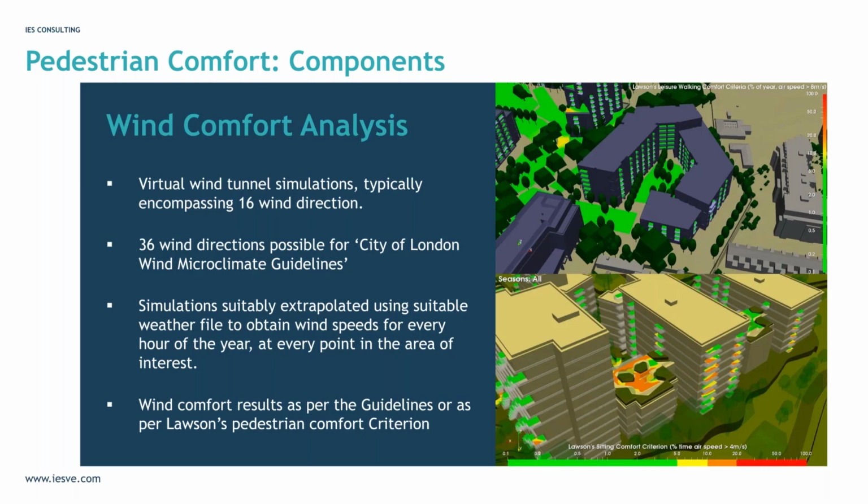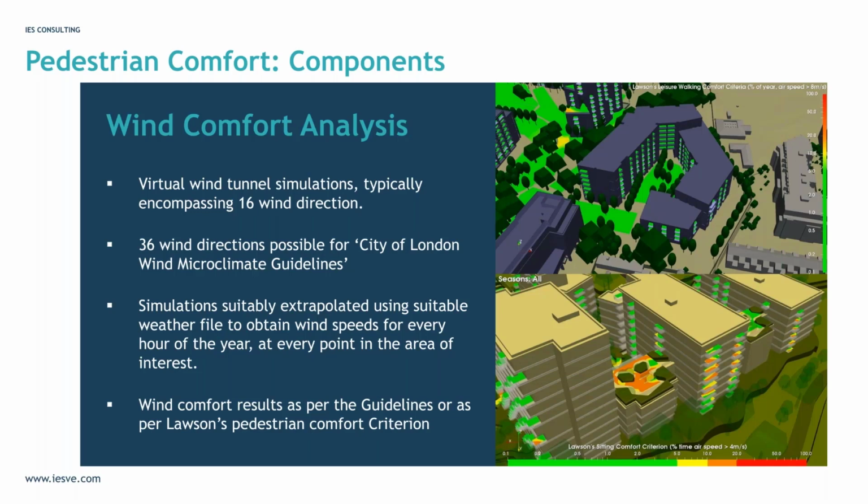Then, using a suitable weather file, we are now calculating the local airspeeds that will be achieved throughout the year. So we are estimating the local airspeeds that are achieved at every single location, and we can then do a statistical analysis on the wind on its own.